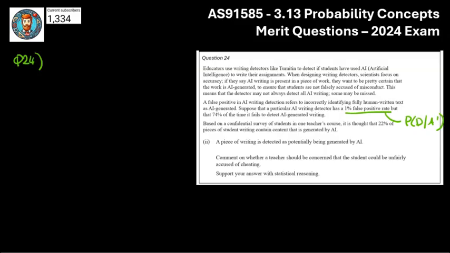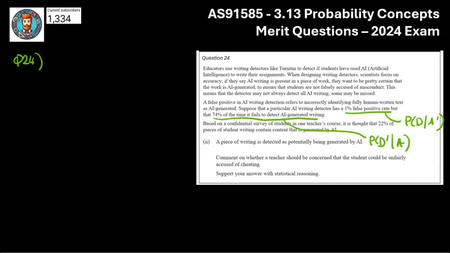The next number here, 74% of the time it failed to detect AI writing. So that number there is the probability that it did not detect, so A dash, given it was A. And straight away, because I've got all these conditional formulas here, I should be thinking probability tree. But the only thing is I need to find some kind of probability that splits from A to A dash initially before I can use those. And that's where this final paragraph comes in.